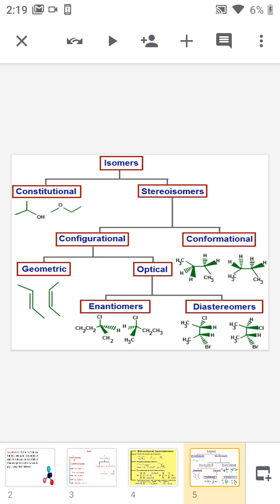Enantiomers are stereoisomers that are non-superimposable on each other. And diastereomers are stereoisomers that are not related as mirror images.